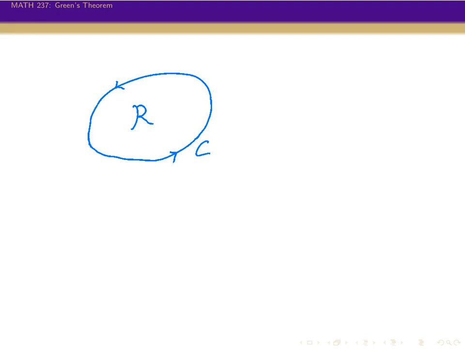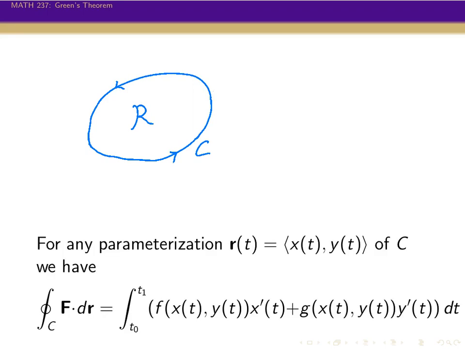Okay, so I've got a picture here, a rough idea of the situation. This is a little bit simplified, but let's imagine our region looks like this. So C is the curve on the outside. You can see that it's positively oriented, and R is the region on the inside.